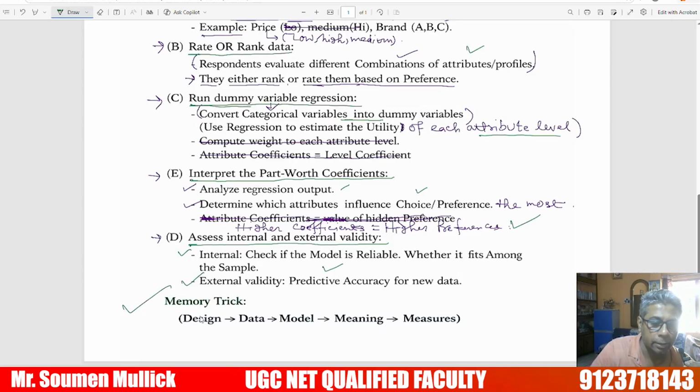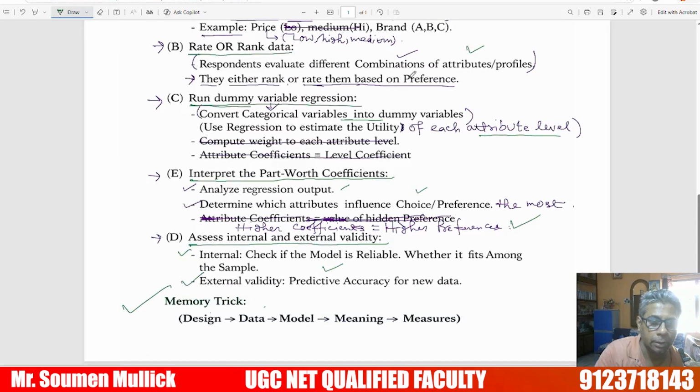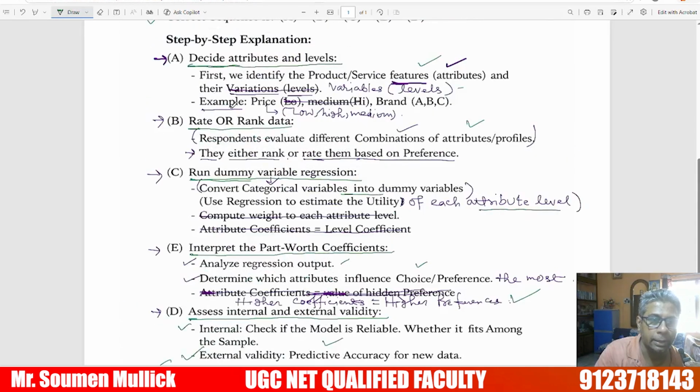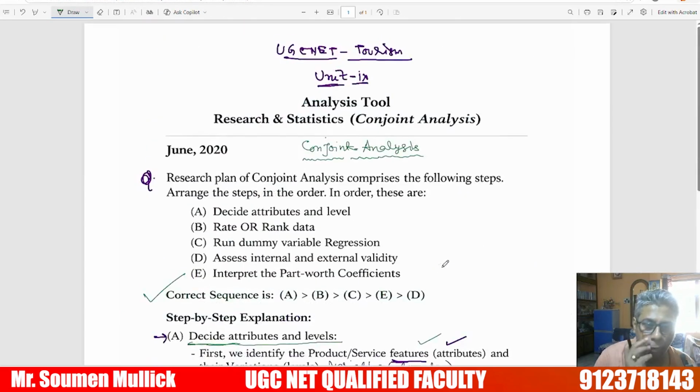The memory trick: design, data, model, meaning. First step, design. Design means to decide the attribute levels. Second, data means data rank or rate. Third, model: run dummy variable regression. Fourth, meaning: interpret part-worth coefficients, and finally assess the internal and external validity. These are the steps of conjoint analysis. This question was given in June 2020.